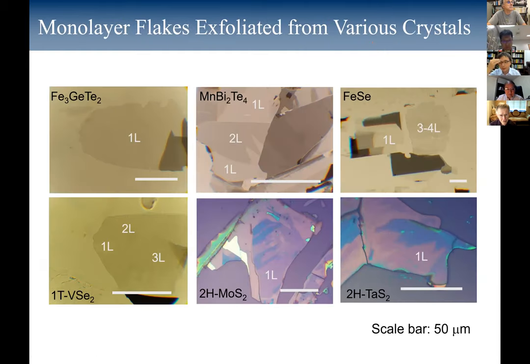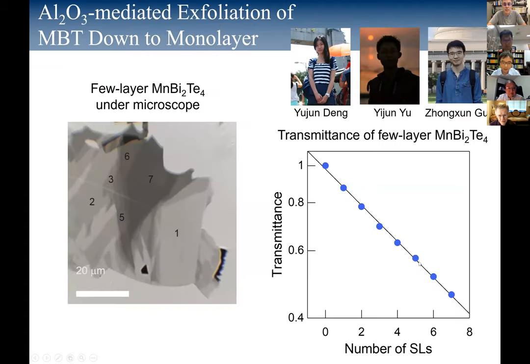Indeed, with this new peeling method, we could get a monolayer from a very wide range of new materials. For example, FGT, MBT, iron selenide, which is a high-Tc superconductor, vanadium selenide, MoS2, tantalum disulfide, and so on. So indeed, it's very effective. For MBT, these are the few-layer samples that we obtained with this new peeling method, and we can get from monolayer to few layers and to the bulk.